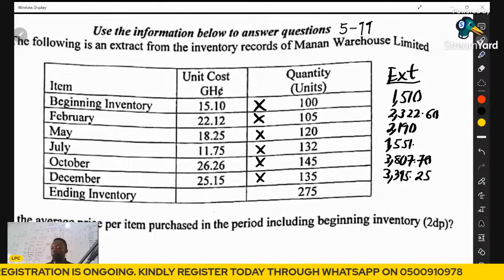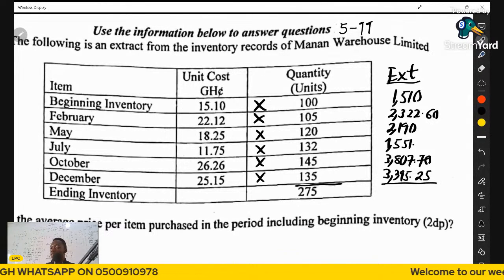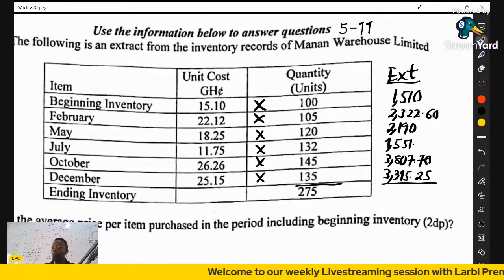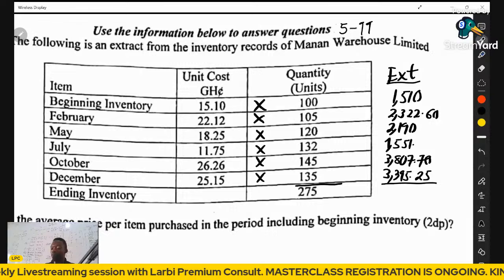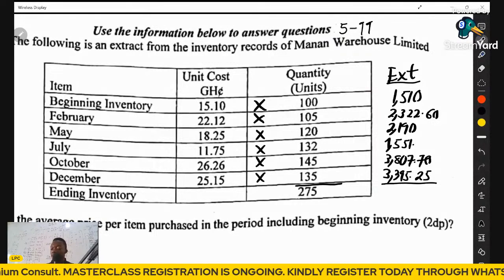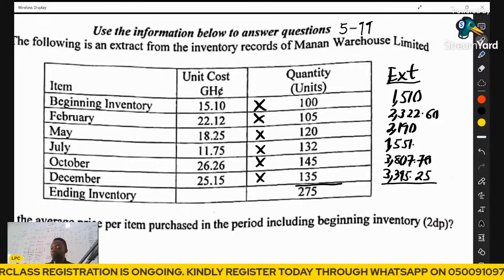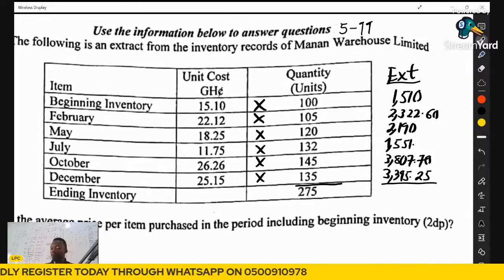So once you're able to get that, you also sum up the individual extensions and you also sum up the individual quantities involved with respect to the item under consideration. So we sum up 100 plus 105, 120, 132, 145, and 135. Remember, 275 is the ending inventory. It's not part of the summation, so we don't include that. You just sum up those items with respect to their unit prices in terms of the quantity.